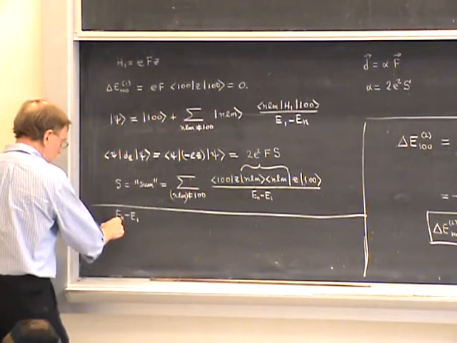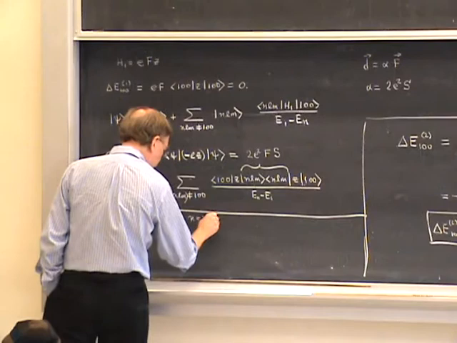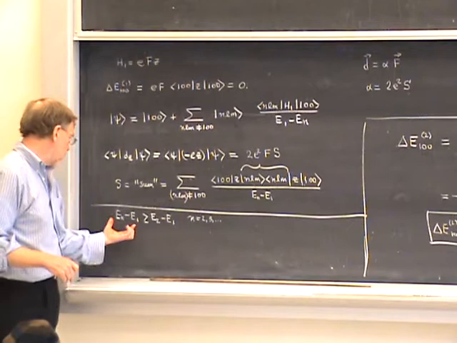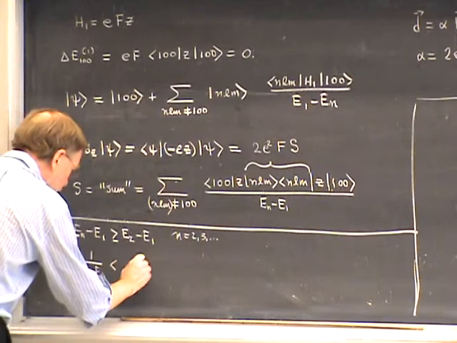However, since the energies are an increasing function of N, this is always greater than or equal to E2 minus E1. This is for the case that N equals 2, 3, 4, and so on. Those are the only N's that occur in the sum. And so the denominator is always larger than a certain quantity, which is independent of N, a constant. Or if we take the reciprocal, we get 1 over En minus E1 is less than 1 over E2 minus E1.